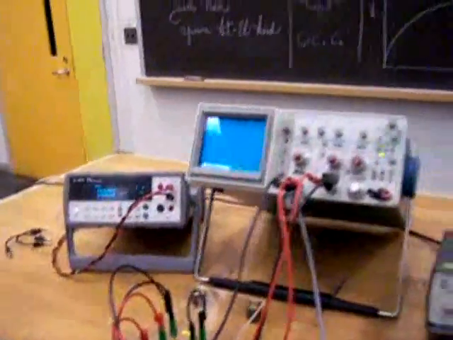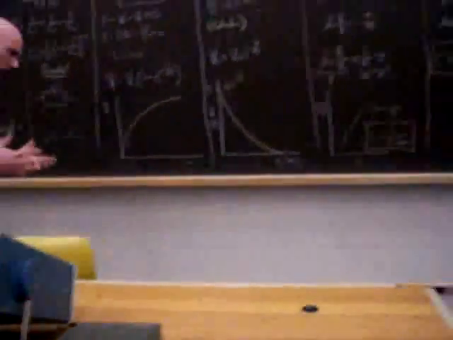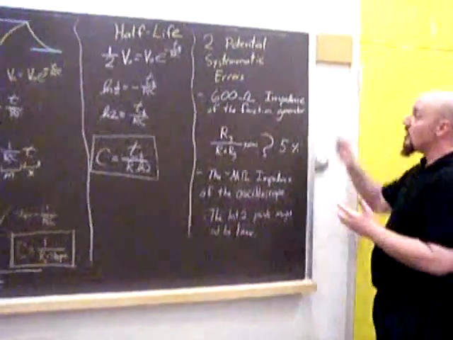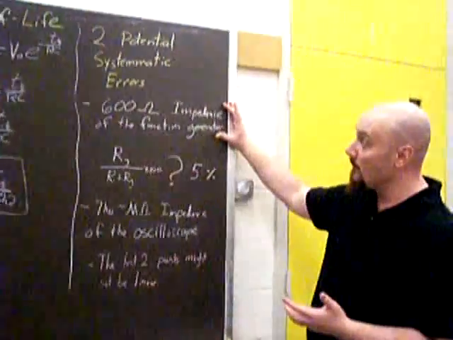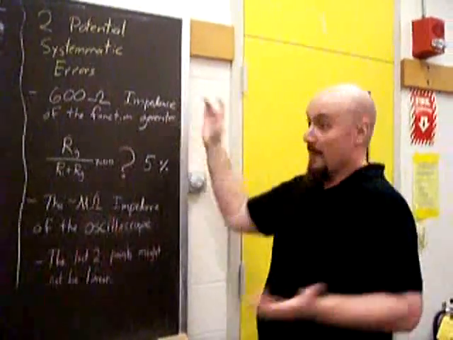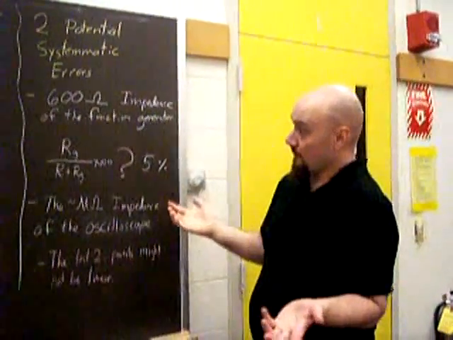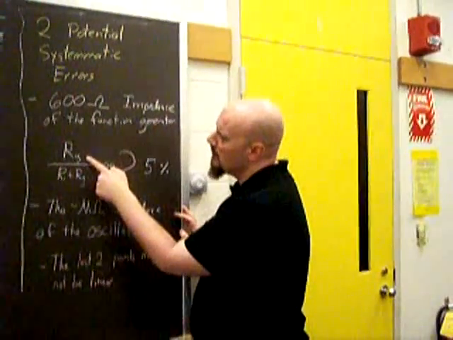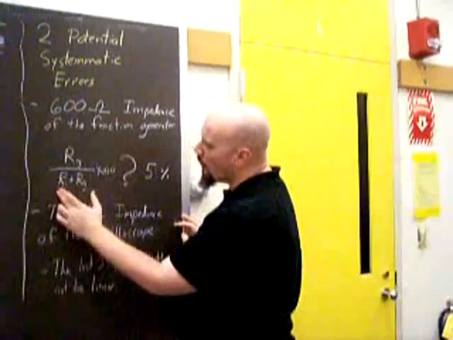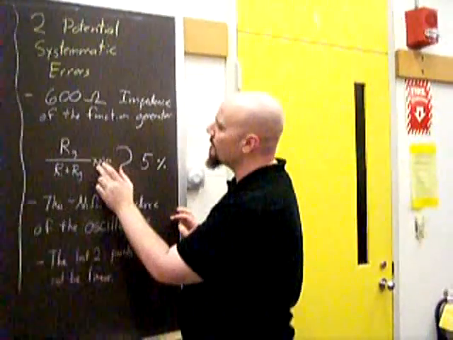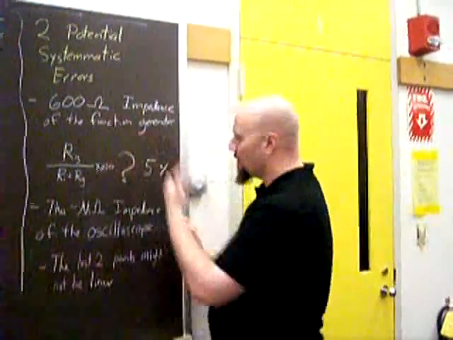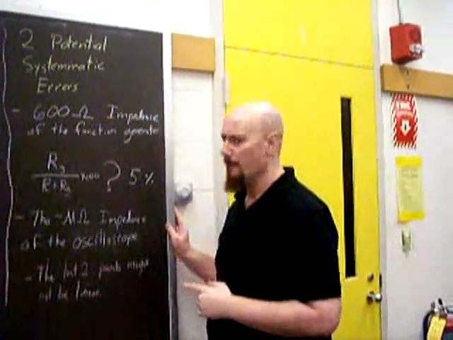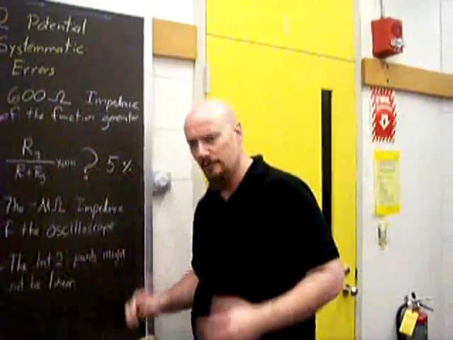And we have one more issue before we conclude. We have two potential systematic errors. We have a 600 ohm impedance of the function generator. Is it an issue? Is it not an issue? You'll tell us. You'll take that 600 ohms and divide it by R1 plus the 600 ohms, times 100 to make it a percent, and compare it to 5%. If it's greater than 5%, we can't ignore that. But if it's less than 5%, we'll call it negligible.